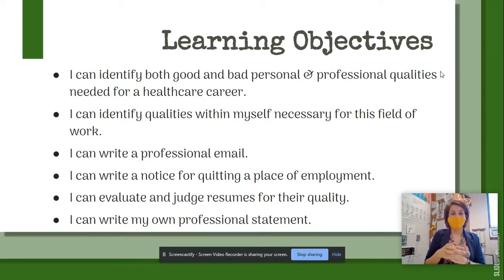You're going to be able to identify qualities within yourself. Okay, so what are things that you're really good at, and what are things you're not really good at and need to improve on? Okay, you're going to be able to write a professional email. Okay, so you're going to be sending me an email. That's going to be one of your assignments. Okay. And we are going to look at how do you write a notice for quitting a place of employment, okay? And then we're also going to look at different resumes and seeing if they're good or if they're bad and what makes it good or bad, okay? And then you're going to be able to write your own professional statement.